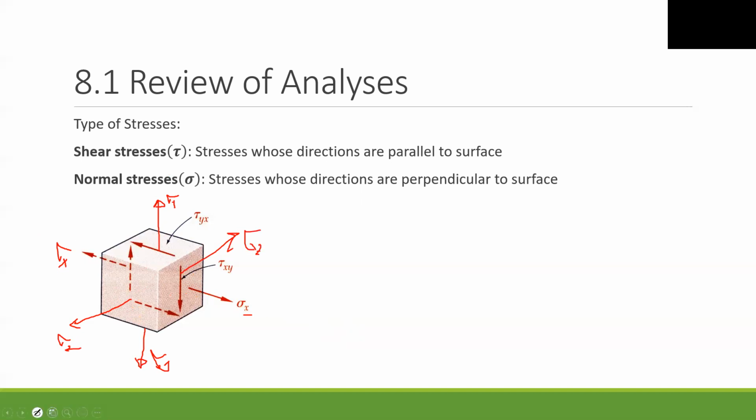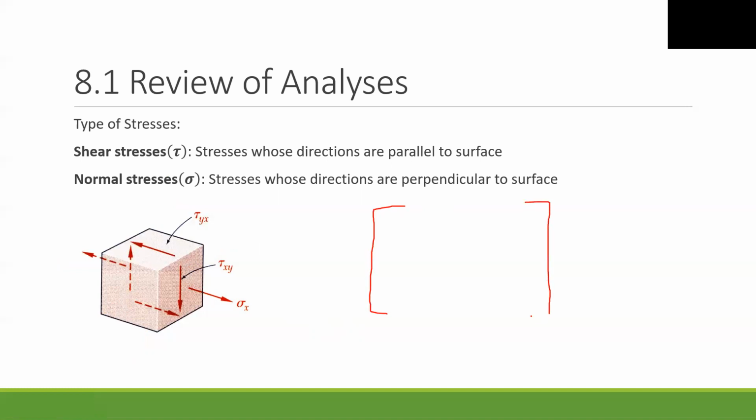I am not sure whether it makes you confused or not, but maybe I can explain like this. We define all stresses by a 3x3 matrix. For example, for the diagonal direction, we have sigma x, sigma y, and sigma z.